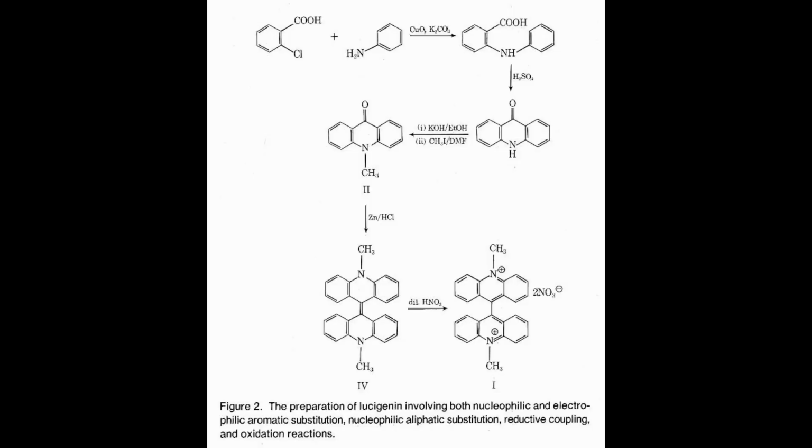Starting from N-phenylanthranilic acid, an intramolecular Friedel-Crafts acylation catalyzed by sulfuric acid affords acridone, which then undergoes N-methylation to give N-methylacridone, before reductive coupling and oxidative aromatization to produce lucigenin.